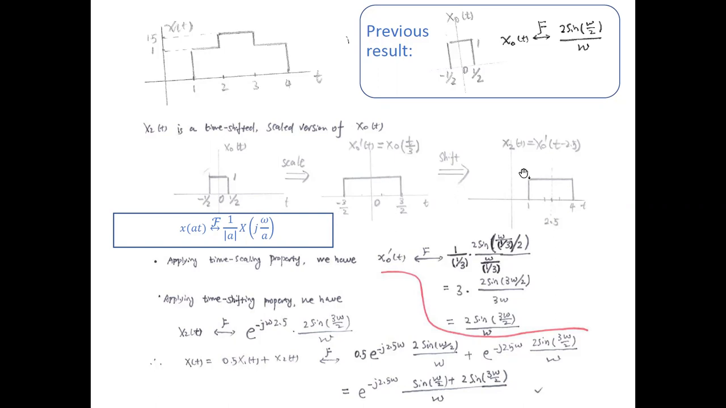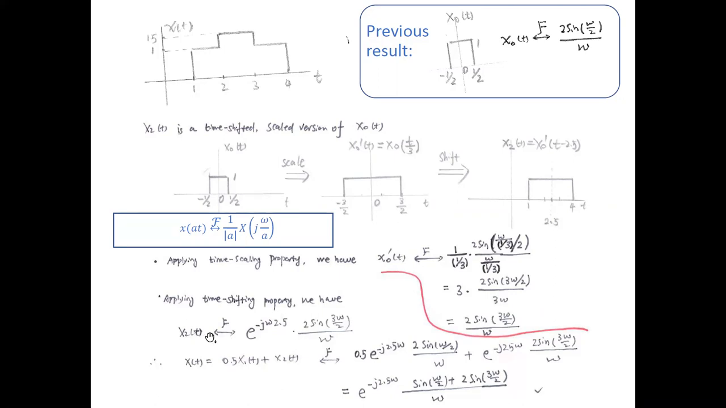But don't forget we have the second step, which is to shift it by 2.5. Then same as above, we apply the time shifting property. Just keep this part unchanged, right? We just copy this part here, multiply it by an additional exponential minus j omega t0, where t0 equals 2.5. This is the Fourier transform for x2 of t.